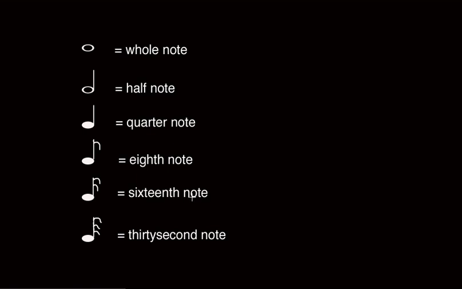Then we have a 16th note, which is like an eighth note, but there are two flags attached. And then lastly, we have a 32nd note, which is like a 16th note, but there are three flags attached to the stem. So these are the note values we will be dealing with primarily. The book also mentions a double whole note, a 64th note, and a 128th note. But those are rarely used, so we will not mention them too much.